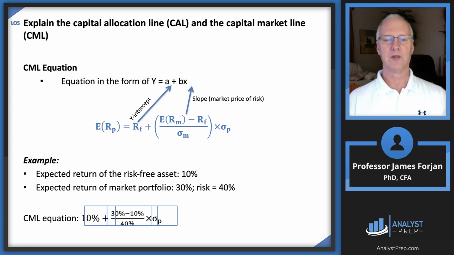Now, here's a quick example. Let's suppose that we have risk-free return of 10%, return on the market portfolio of 30%, and a standard deviation of the market portfolio of 40%. We can easily go ahead and substitute those numbers in there and compute the expected return on the portfolio.